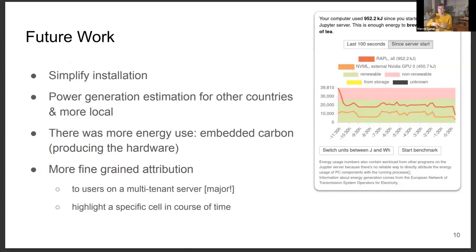Of course, we can only measure ongoing energy use. So yeah, also from the previous talk, the embedded or embodied carbon, that was the emissions that come from producing the hardware, they are not included in our model. And finally, more fine-grained attribution would be nice. So that would include multiple users running on a single server, and maybe even highlighting the energy use of individual cells within a single notebook.